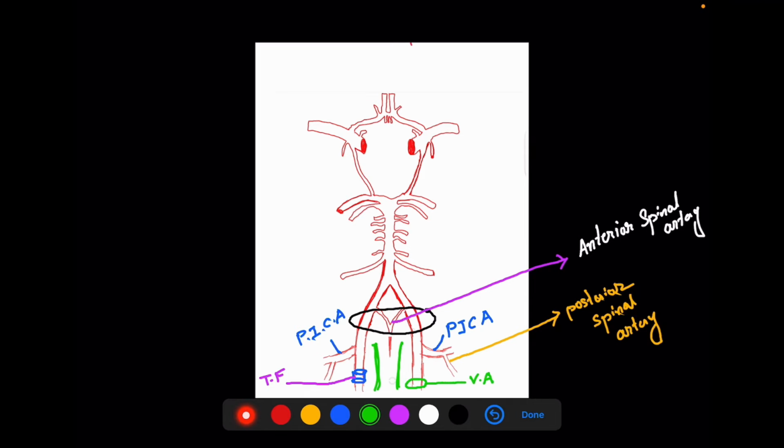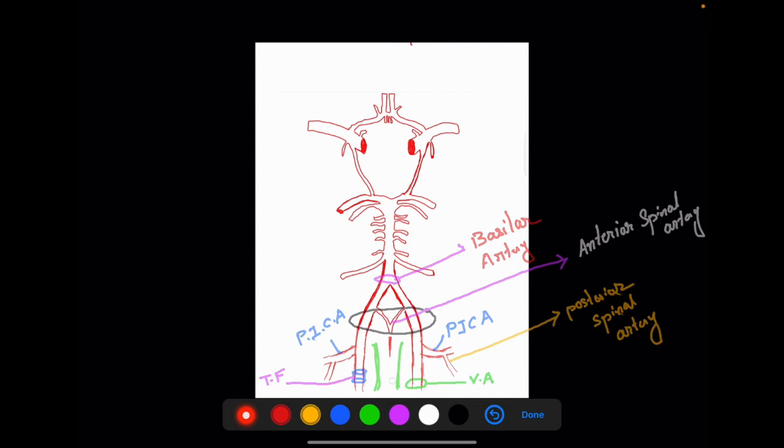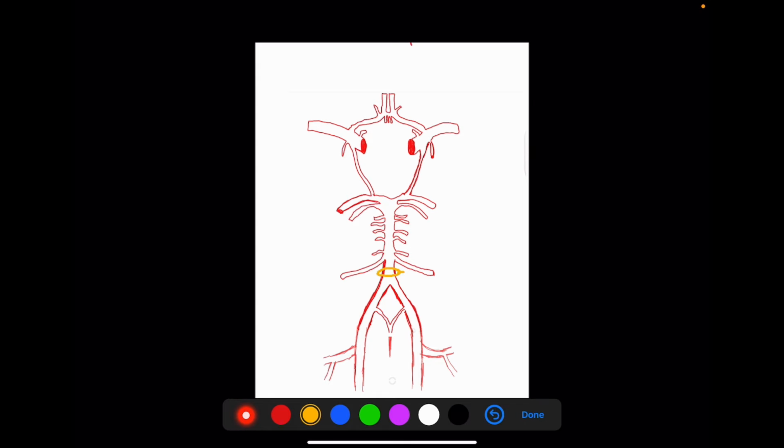Okay, now you can see here the vertebral artery. This is a vertebral artery. They come together and fuse here and move up, and form what? Basilar artery. Now we have our basilar artery. I'm writing it here.